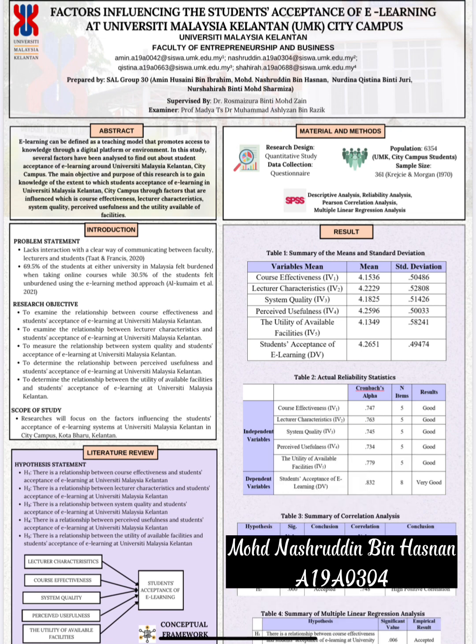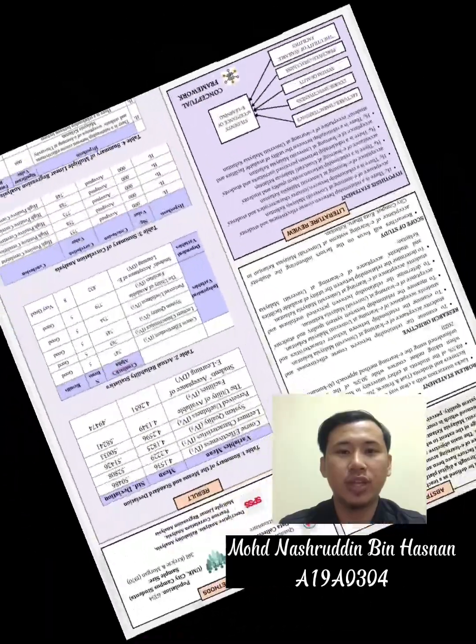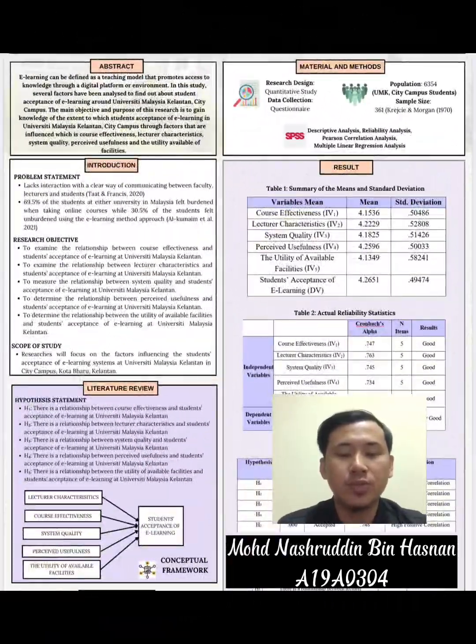Thank you. Assalamualaikum, my name is Muhammad Nasruddin. My matric number is A19A0304. I will explain about literature review and methods.